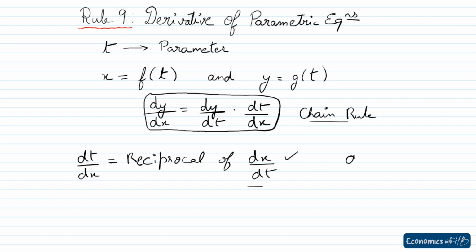Separately and through the usual process we calculate dy by dt, because y as a function of t is also given. Once we get both dy by dt and dt by dx, we multiply them to get the final derivative dy by dx. If there is any confusion, rewind this portion of the video a little and watch it again.